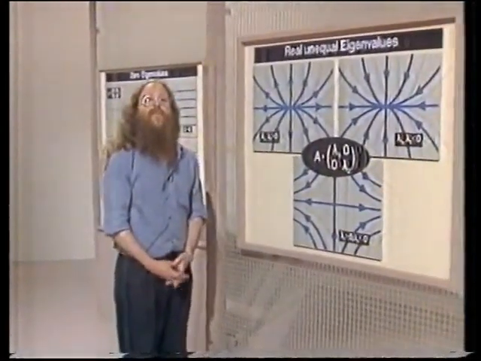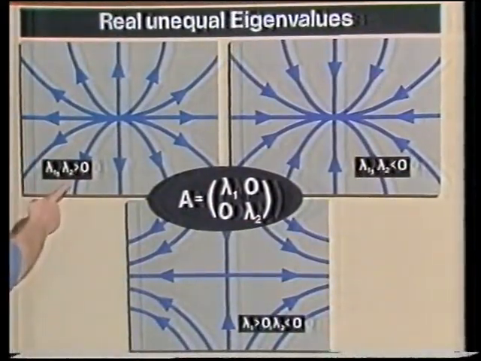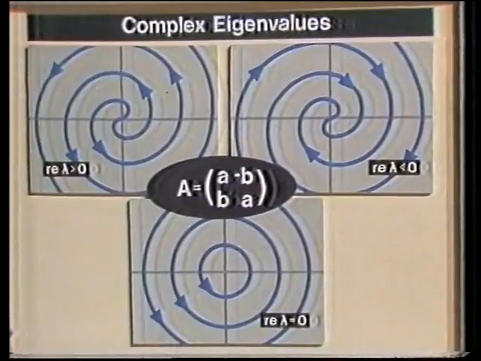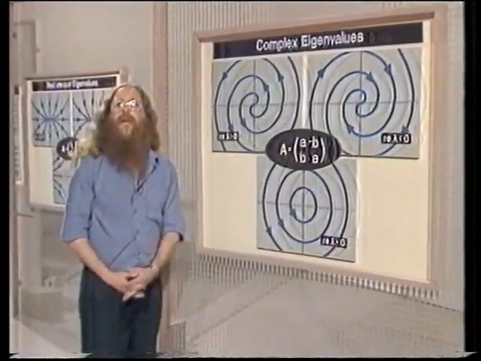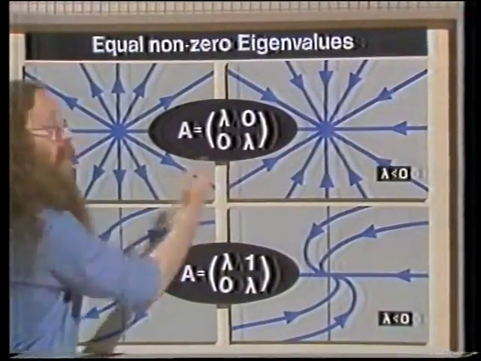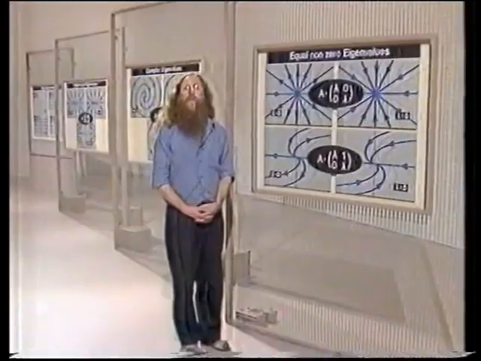First, the eigenvalues could be real and unequal. And we get pictures like these, according to the signs of the eigenvalues. Or if the eigenvalues are complex, we just get one of these. And which one depends on the sign of the real part of the eigenvalue. And finally, if the eigenvalues are real and equal, we get one of these. It's one of these two if there are two linearly independent eigenvectors, and one of these if there's only one linearly independent eigenvector. Well, that's the lot.